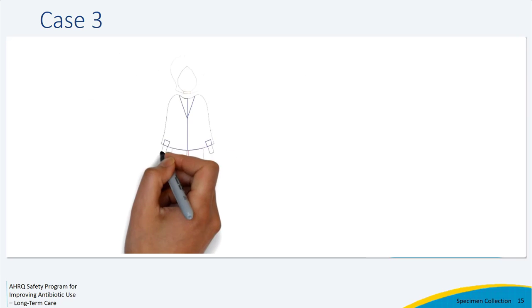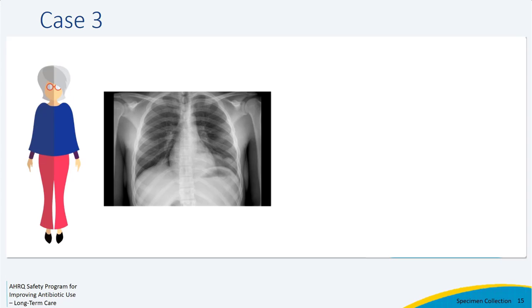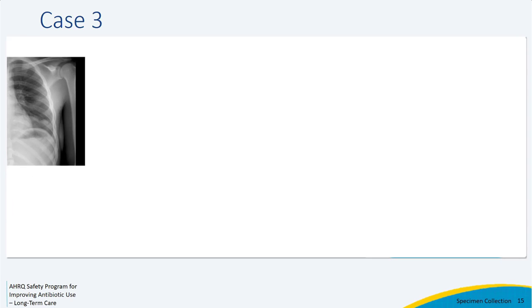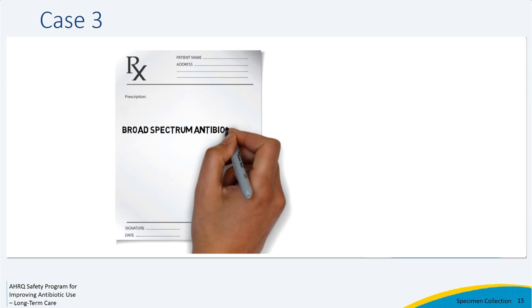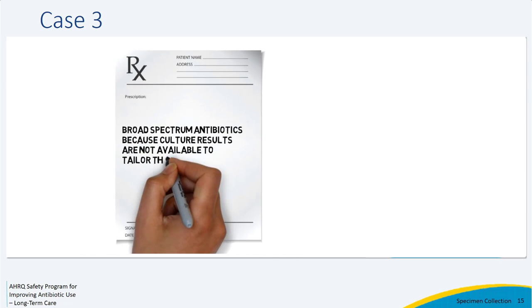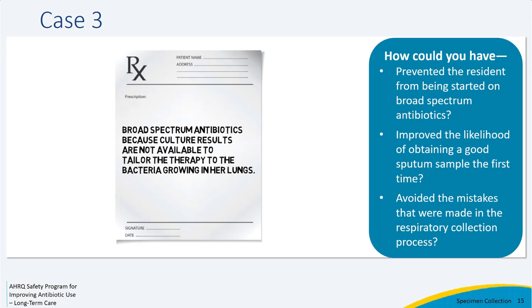At this point, the resident has had her chest x-ray, which shows a right lower lobe pneumonia. Her flu swab was negative, but she continues to cough. She was started on broad-spectrum antibiotics because culture results are not available to tailor the therapy to the bacteria growing in her lungs. Let's consider how you could have prevented this from happening and improve the likelihood of obtaining a good sputum sample the first time.